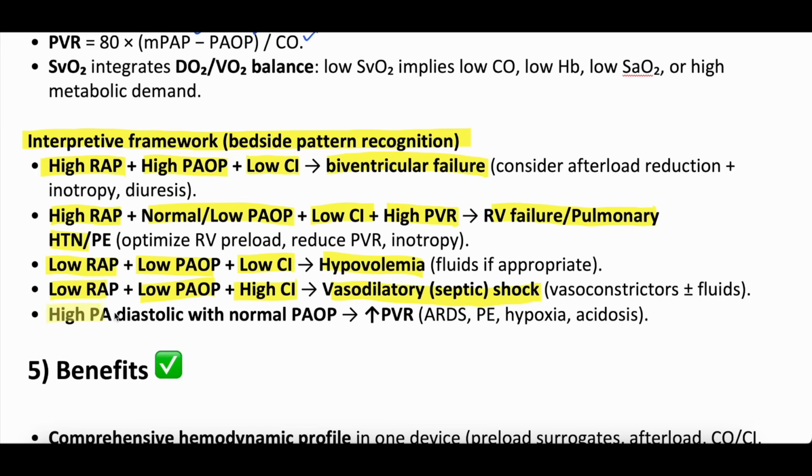And then if you have a high PA diastolic pressure with a normal wedge pressure, that can just imply increased pulmonary vascular resistance, which can be things like ARDS, PE, hypoxemia can cause high pulmonary vascular resistance, acidosis, all that stuff. So these are kind of advanced, and all these could be a video or an episode in and of itself, but we at least wanted to demonstrate how you can use these numbers to better understand different shock states.